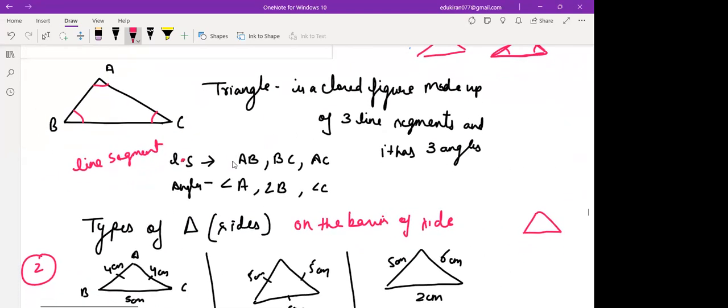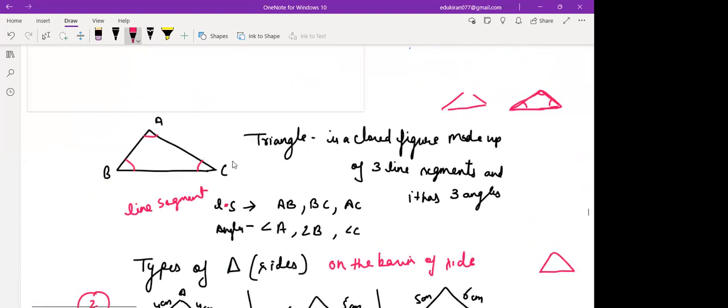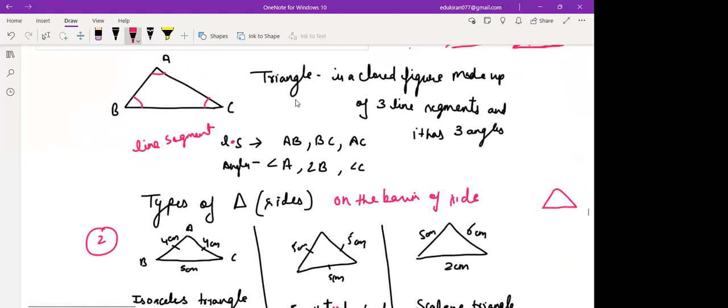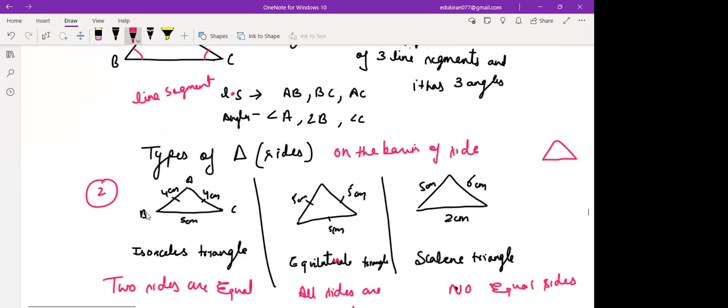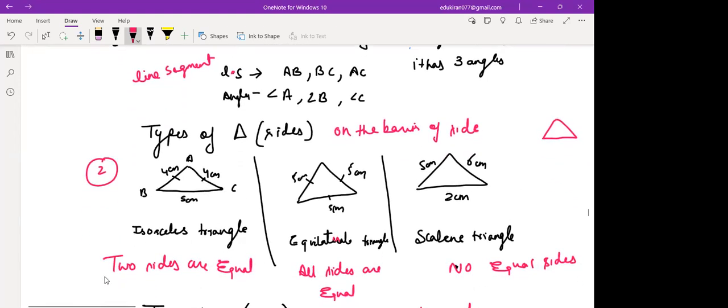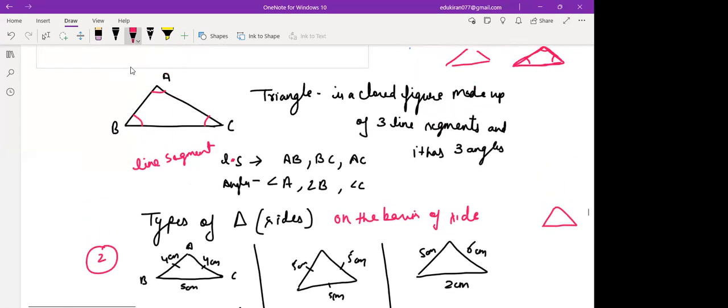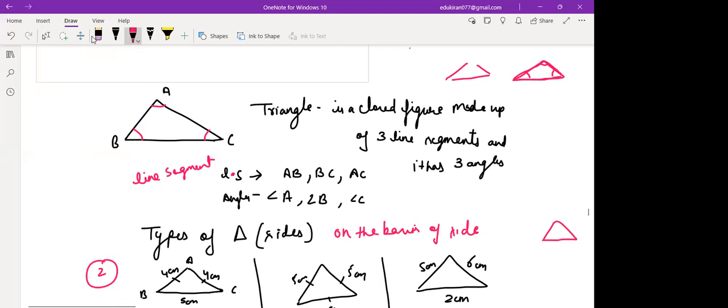You will make the notes and then I'll scroll it down. First you will write triangle, then you will draw the diagram, then you will write this. Then the second heading will be types of triangle. Instead of making the triangle, you can write triangle on the basis of sides. So draw the diagram, then write isosceles triangle: two sides are equal; equilateral: all; and scalene: no equal sides. Do it first. I'll scroll.